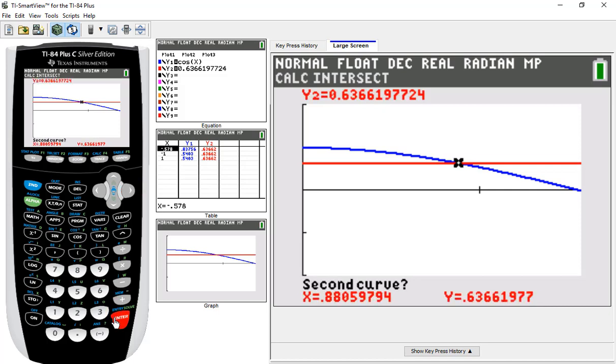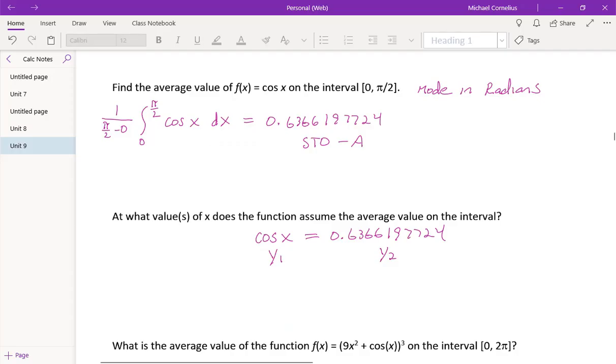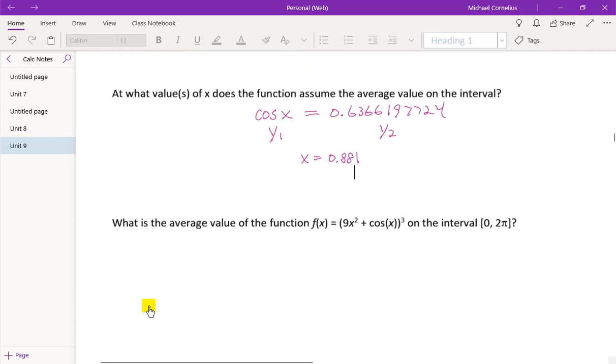Okay, so we'll hit enter, enter, and enter. And it looks like we are at 0.881. All right, so x is going to equal 0.881. All right, that's pretty straightforward, isn't it?